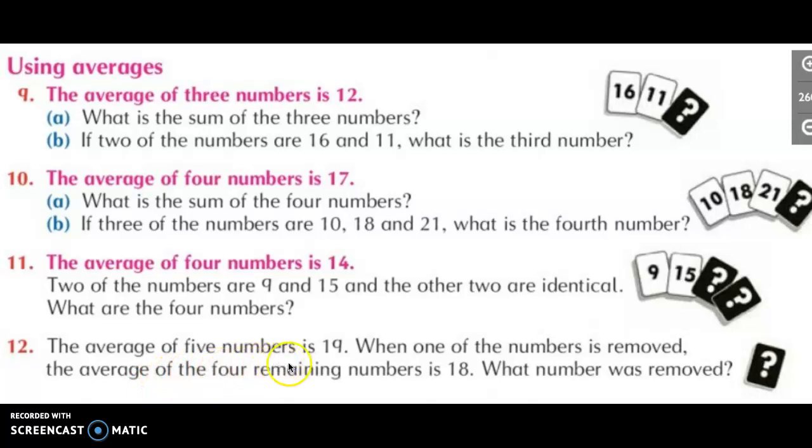The average of five numbers is 19. When one of the numbers is removed, the average of the four remaining numbers is 18. What number was removed? Okay? If you feel like a challenge, I want you to go for that one today. Everyone must do 9, 10, and 11. And I want you to try 12 if you want to challenge yourself.